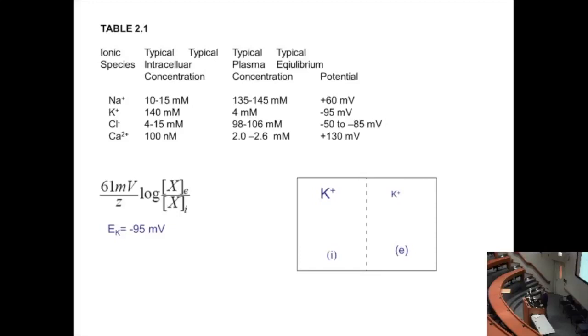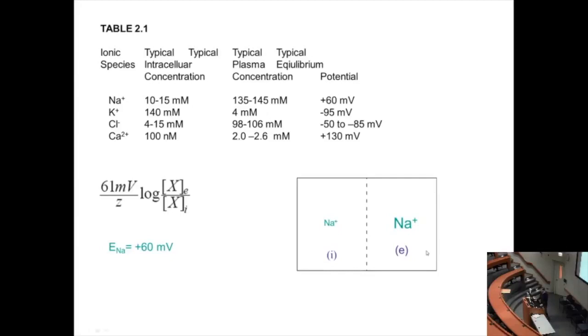So if you plug in the numbers for potassium and do the calculation, you'll find that the equilibrium potential is minus 95 if I have a membrane that is selectively permeant to potassium only. The voltage across that membrane will be minus 95 when the potassium stops flowing. For sodium, it is plus 60.